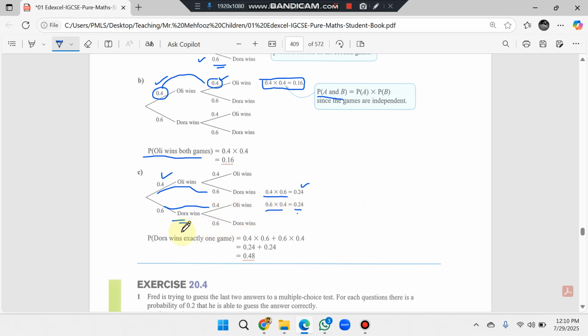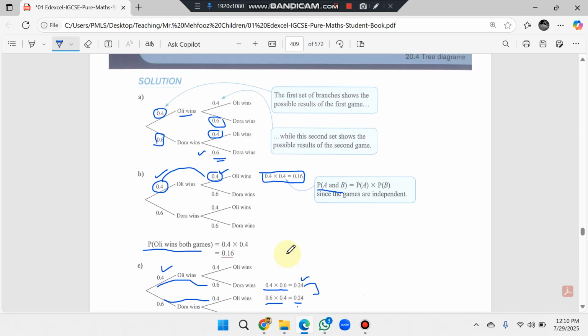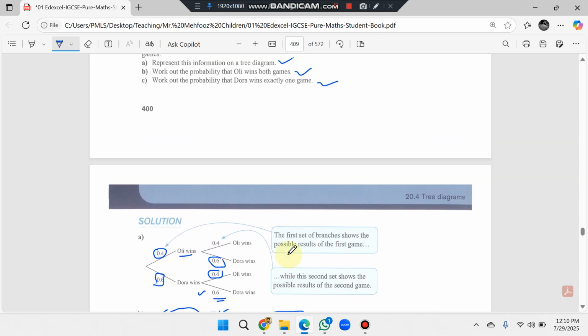Now we have to find the probability of exactly one. It means that we have to add these probabilities. So 0.24 plus 0.24 becomes 0.48. This is the probability that Dora wins exactly one game, and this is the solution of this example. Any problem?